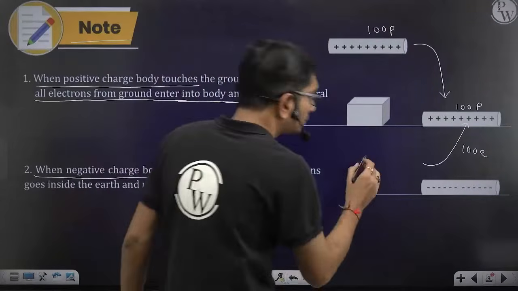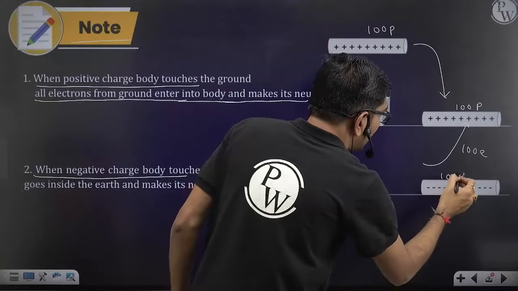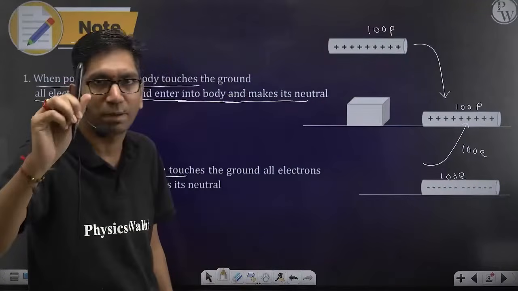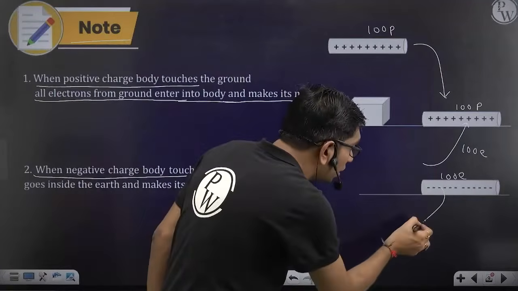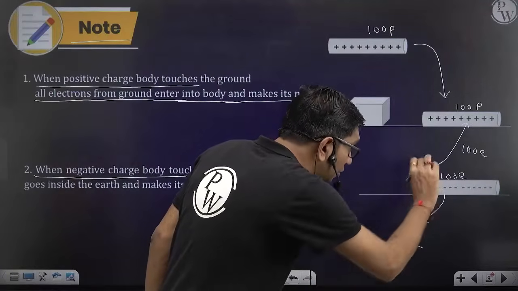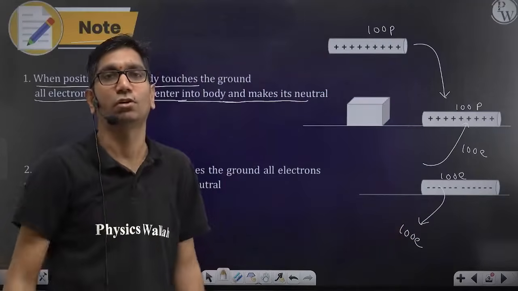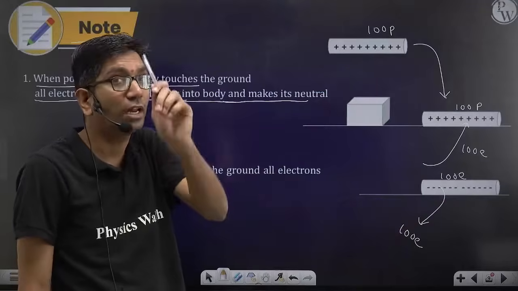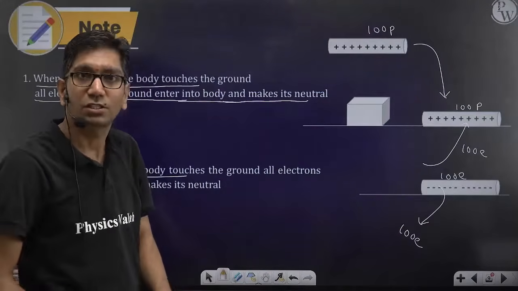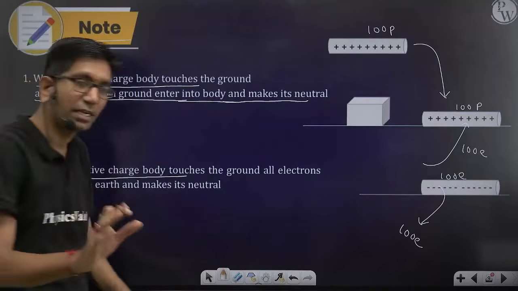See here, when negatively charged, let us assume that there are 100 electrons inside this pen. Now what happens when it touches the ground? The 100 electrons will enter into the ground and make it neutral. Only electrons are transferable. Just remember this point. Is it clear?